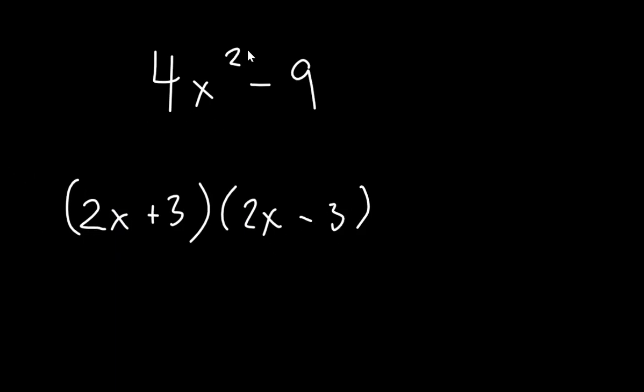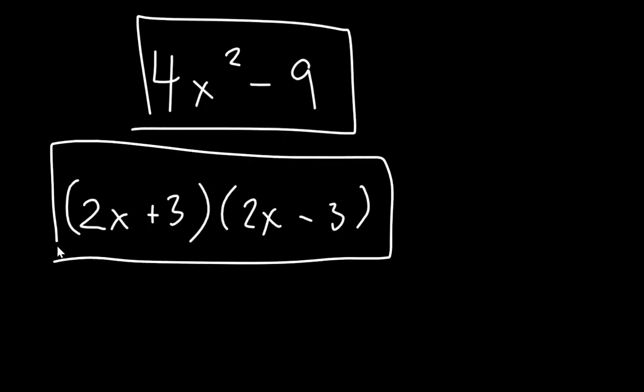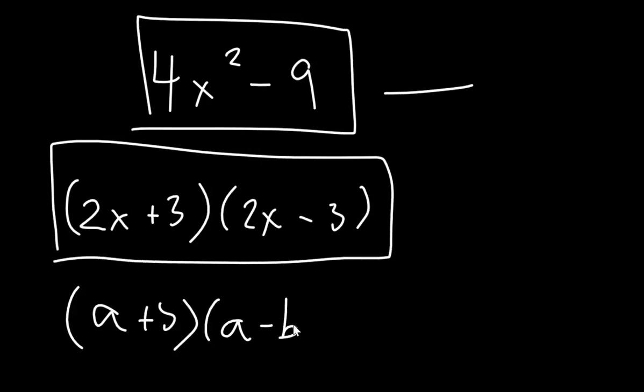2x times 2x is 4x squared. 3 times 2x is 6x. 2x times negative 3 is negative 6x. 6x minus 6x is 0. And then we are left with 3 times negative 3, which is negative 9. So this is a special trinomial, and this is the factored form, right? So the correct answer is A plus B times A minus B.